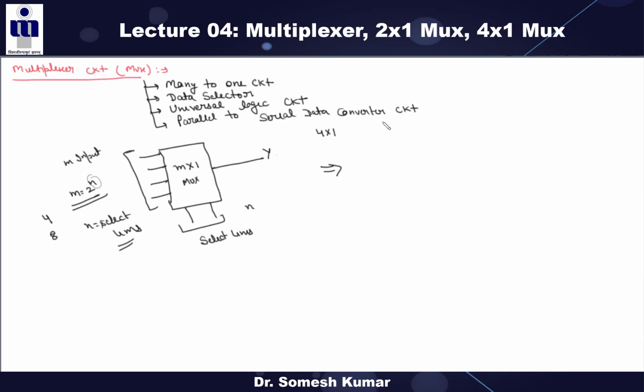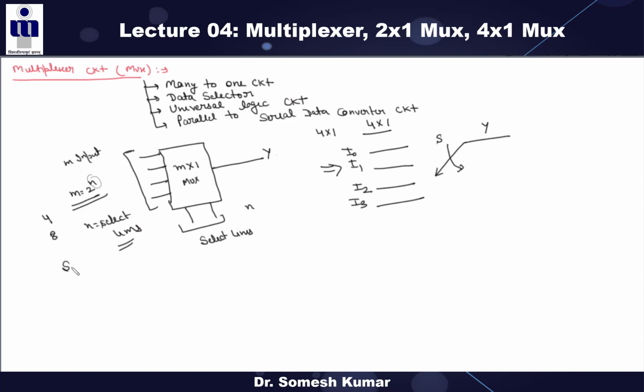In other words, what is the meaning of 4 into 1 mux? There are 4 inputs, I0, I1, I2 and I3 only, and these select lines will select these inputs, and based on that any input can be propagated to the output, right? We will understand this in the next part by taking examples of 2 to 1 mux and 4 to 1 mux, right?